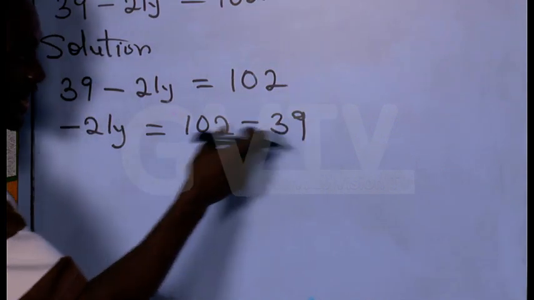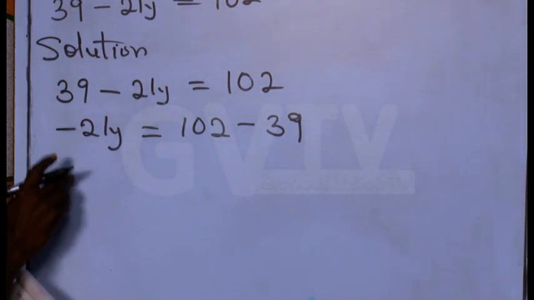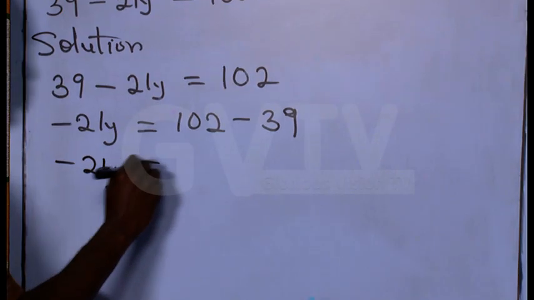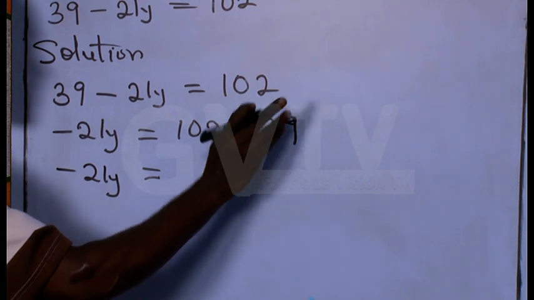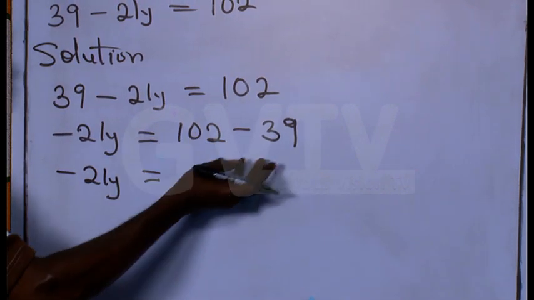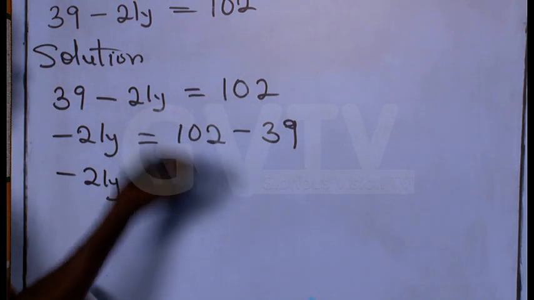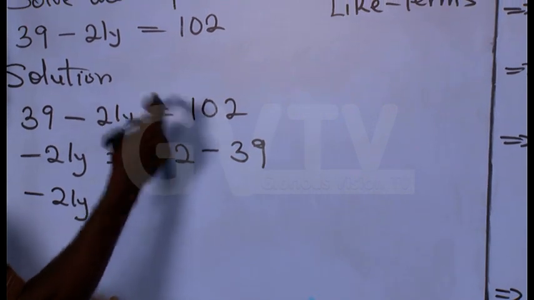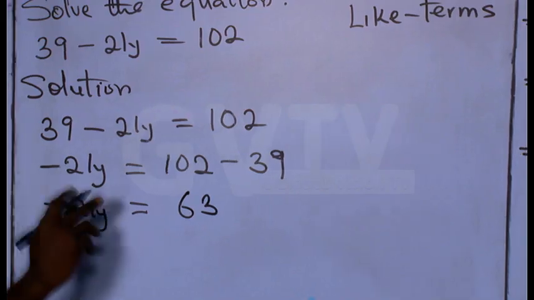Coming to the other side, it becomes negative. Take note of that. Now with this, we have minus 21y to be equal to what? 102 minus 39. Subtracting, finding the subtraction of 39 from 102, it will give you 63. Okay, I hope I'm correct about that.